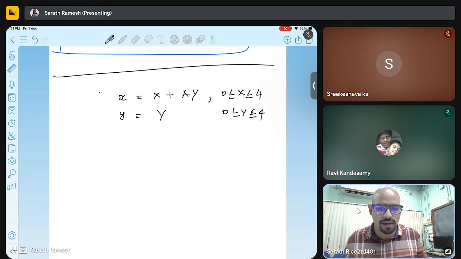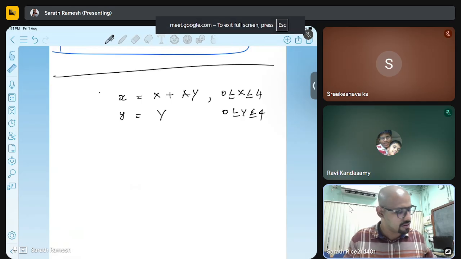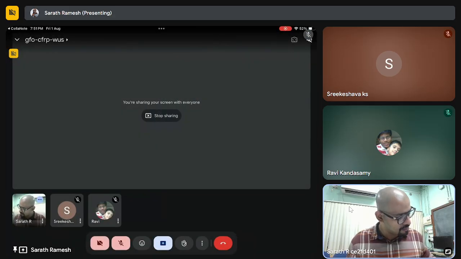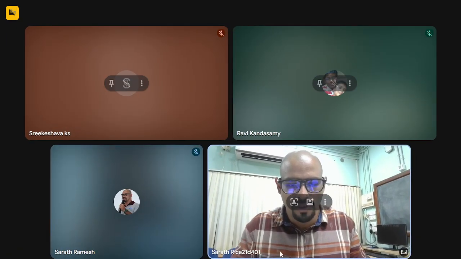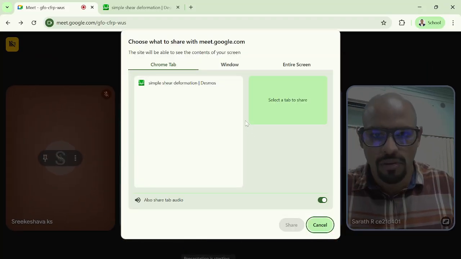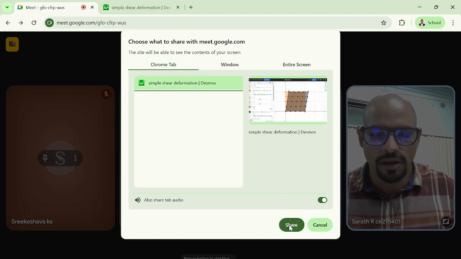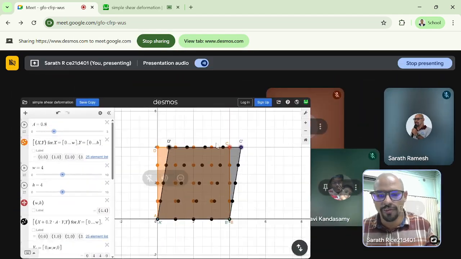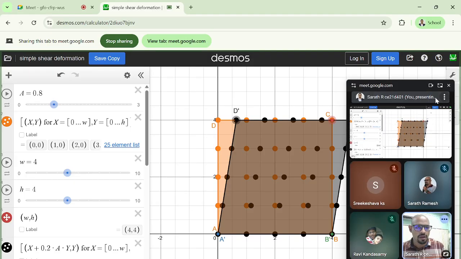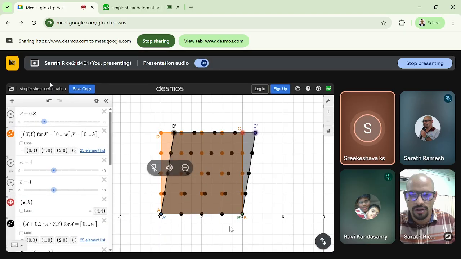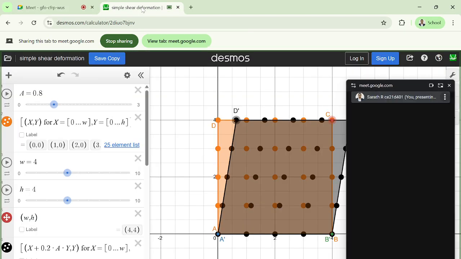Let me stop the screen and share the other screen. See, here I have simple shear deformation. I hope my screen is visible. No, sir. Oh, it's not visible. Now visible, sir. Visible. Thank you.